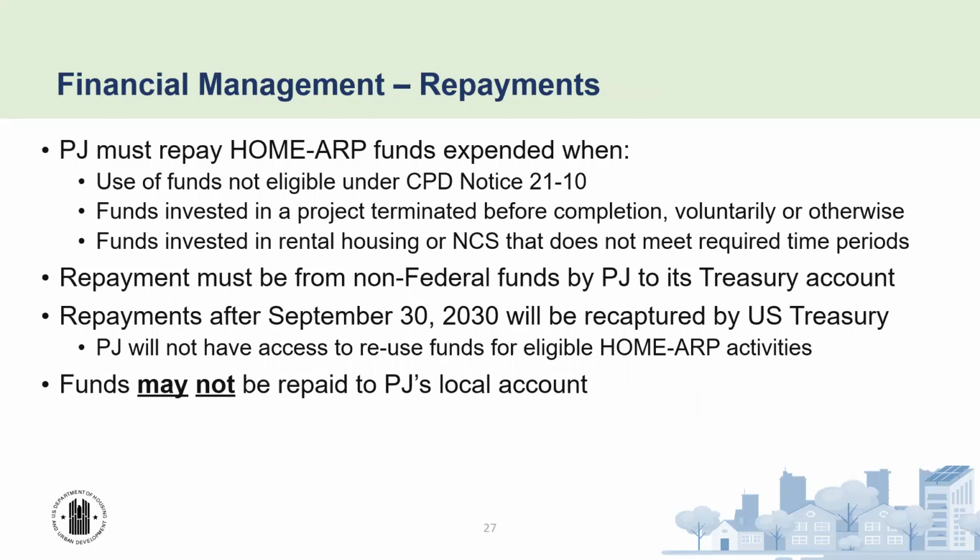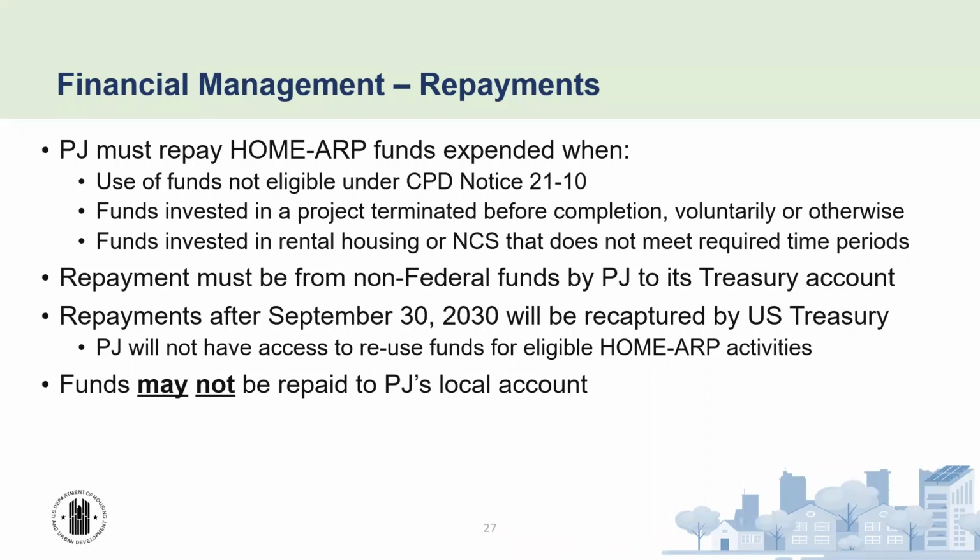So I want to spend a minute talking about repayments. We're not expecting PJs to have to repay funds. Obviously, that's not something that we like to see. We want our PJs to use HOME-ARP funds for their intended purpose. However, there may be times when a repayment is required. So for example, the PJ must repay HOME-ARP funds when the HOME-ARP funds were used for ineligible activities or costs, so activities or costs not eligible under the requirements of CPD Notice 21-10.